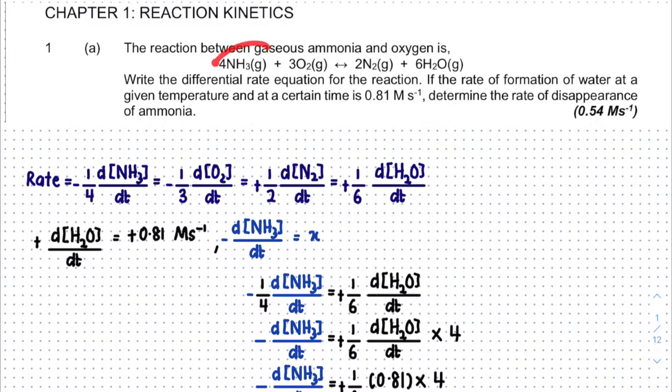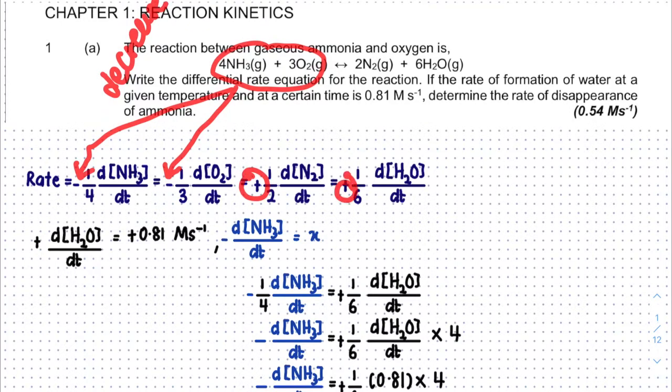Okay, so here we have our reactant. For the reactant, it must be a negative sign. So why a negative sign? The negative sign is to show that the concentration is decreasing, while the positive sign for the product shows that the concentration is increasing. So that's why we put the positive and negative signs.